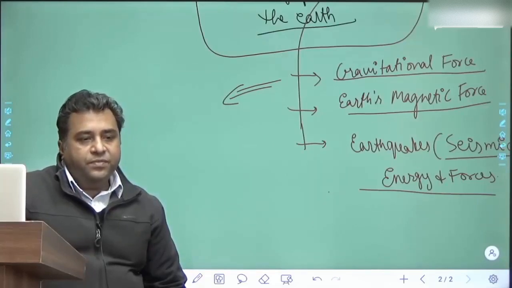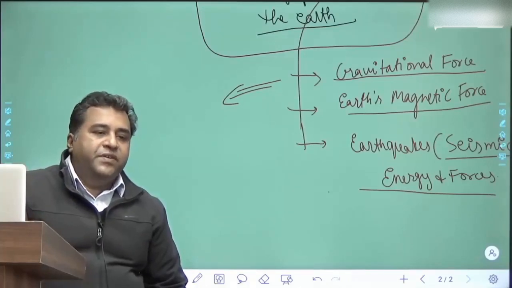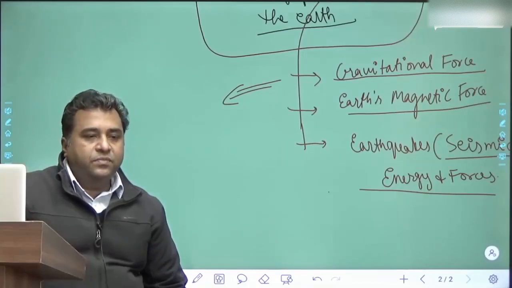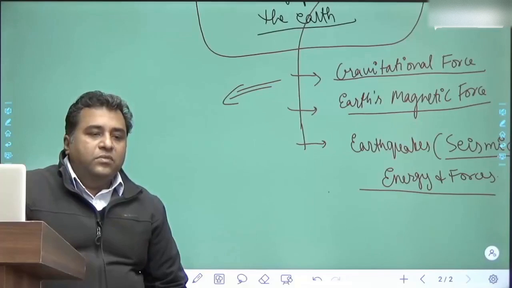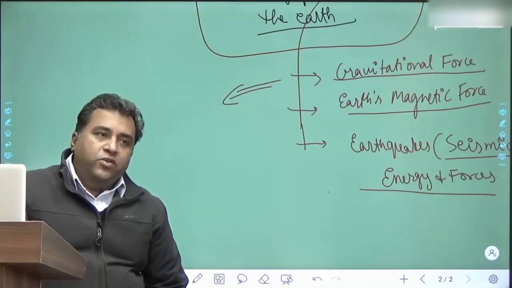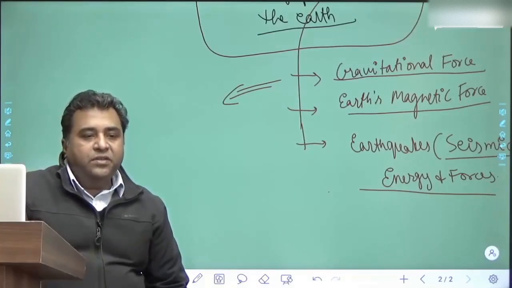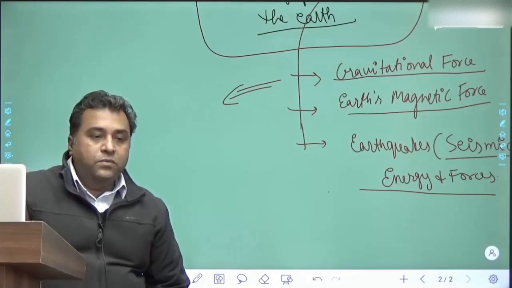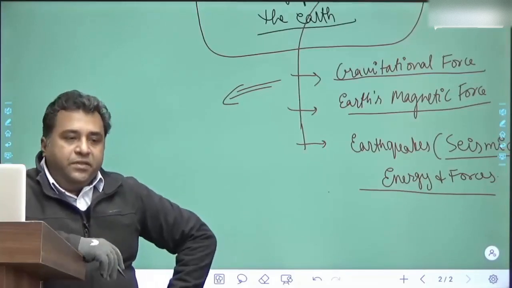And hence, wherever the value of gravity is lesser, that implies that just below that region, lighter material is there inside the Earth.